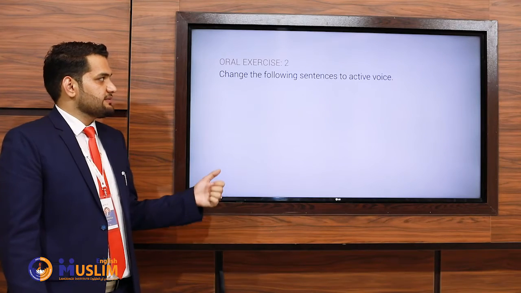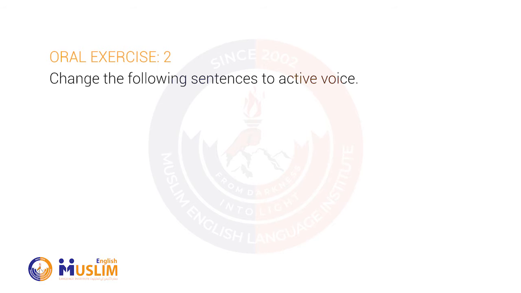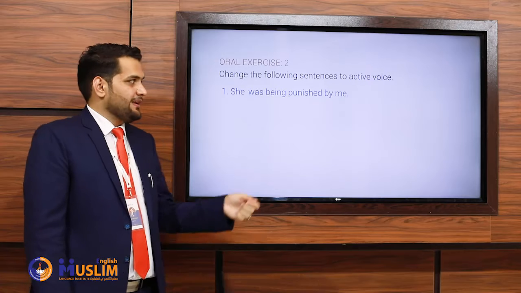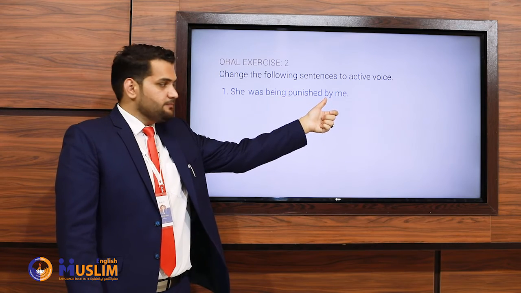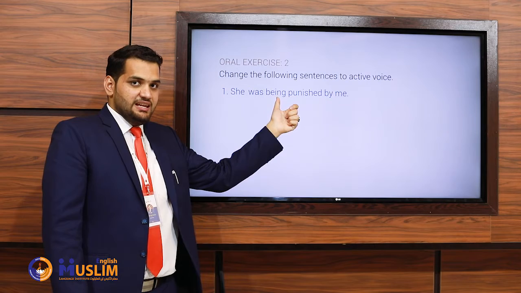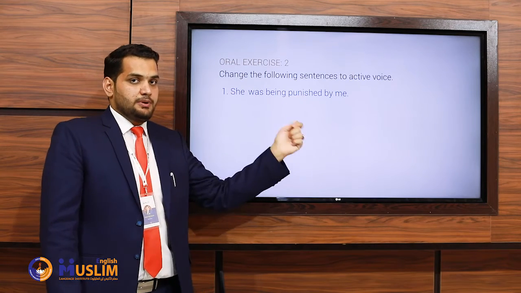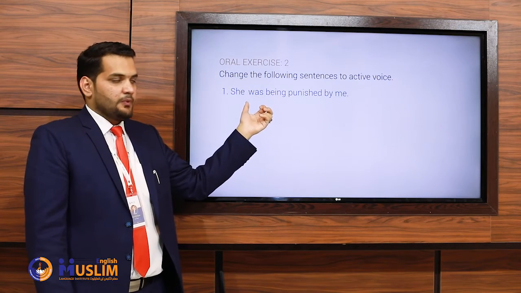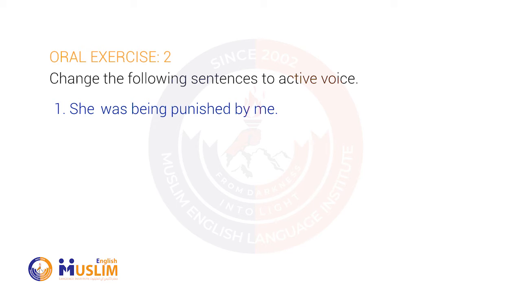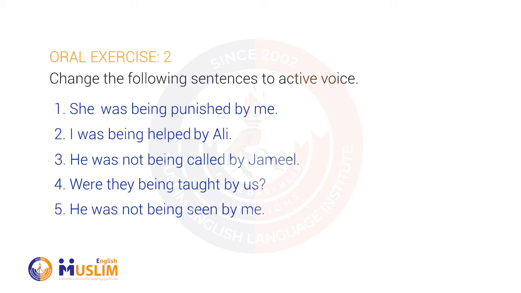Let's have one more exercise. This time, change the following sentences to active voice. Let's do the first one together. She was being punished by me. So if you want to change it to active voice, you have to drop by, remove being, change punished to punishing, and change the positions of me and she. So you will say, I was punishing her. Good luck with the rest of them.